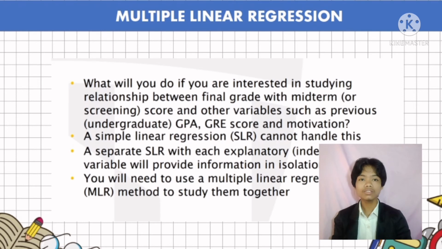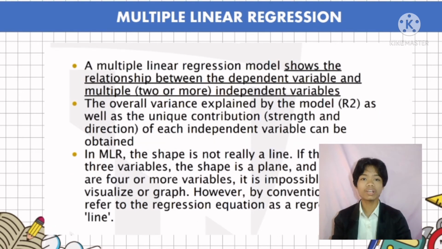So for the definition, a multiple linear regression model shows the relationship between a dependent variable and two or more independent variables. This is what I've been saying, that it deals with many independent variables, and we should always assess if there are relationships between them. The overall variance explained by the model, R2, as well as the unique contribution, strength, and direction of each independent variable can be obtained.